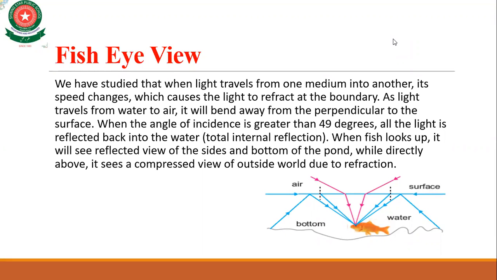Now, when a fish looks up, it will see a reflected view of the sides and bottom of the pond, while directly above it sees a compressed view of the outside world due to refraction. So here we have discussed that there are both phenomena, reflection and refraction, due to which a fish can view all the things that are inside the water and around the water.